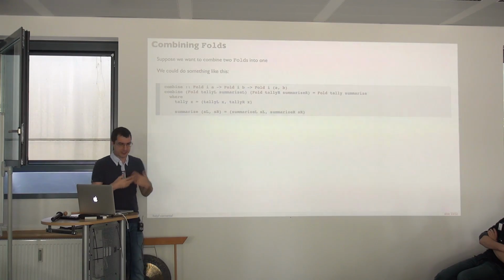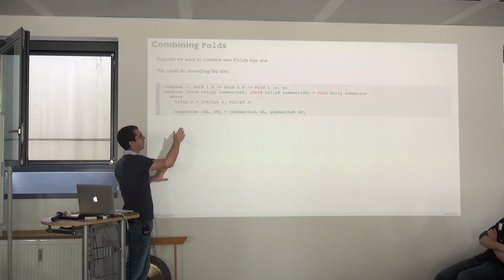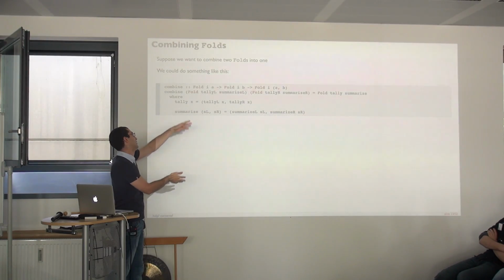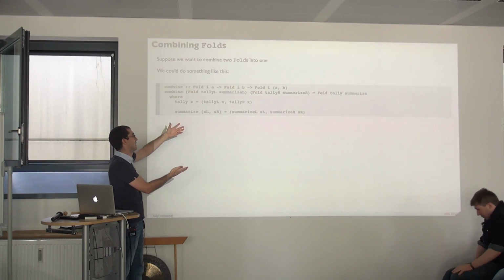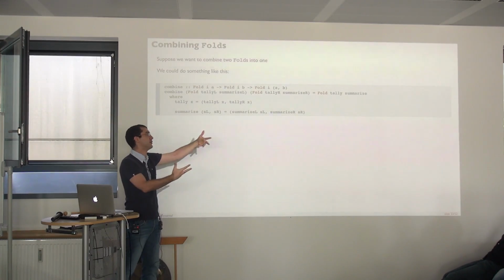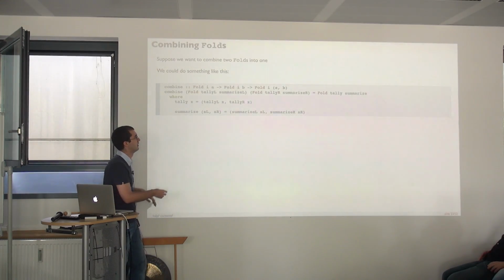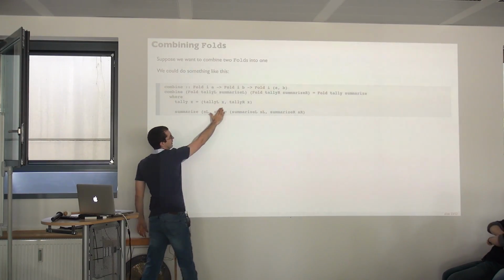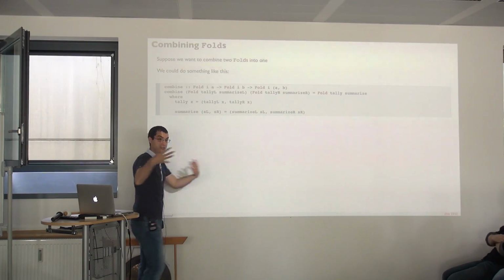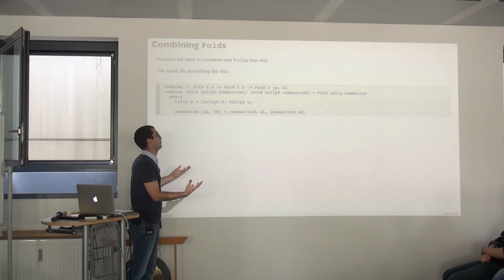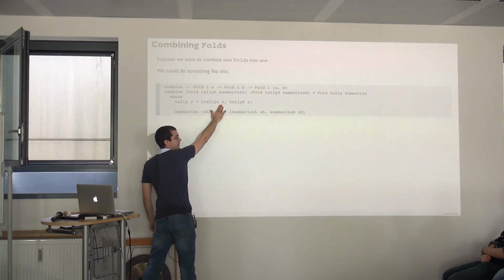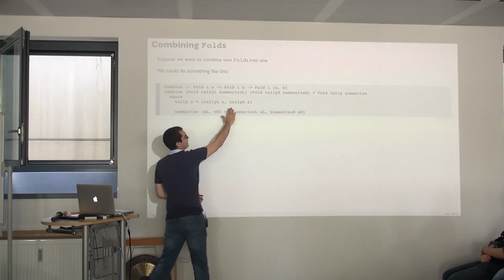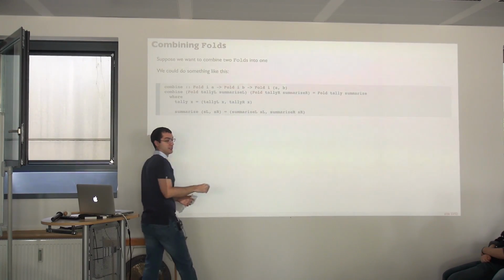And this is actually a very simple function to write. Our two input folds each have their own tally and summarize function. I use L for the left fold's tally and summarize function, and R for the right fold's. The combined fold's tally function just delegates to the tally functions of the left and right fold and stores the result in a tuple. This works because we know that the tally function returns some monoid. We don't know which one, but it returns something that's a monoid. Similarly, the right tally function returns some monoid.